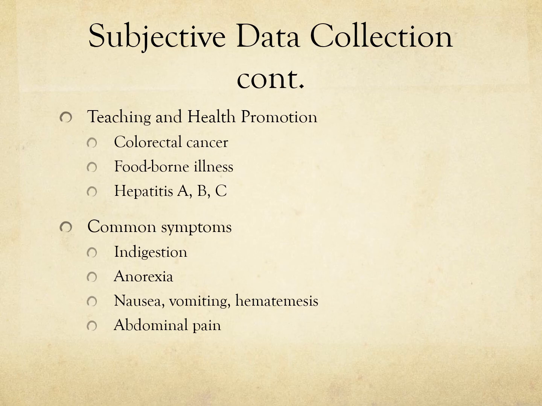Nausea and vomiting are very common symptoms, but they can have many different causes. So when assessing vomiting, we want to ask questions like, how long has it been occurring? What does the vomit look like? Is there blood present? Are there associated symptoms like pain or fever?